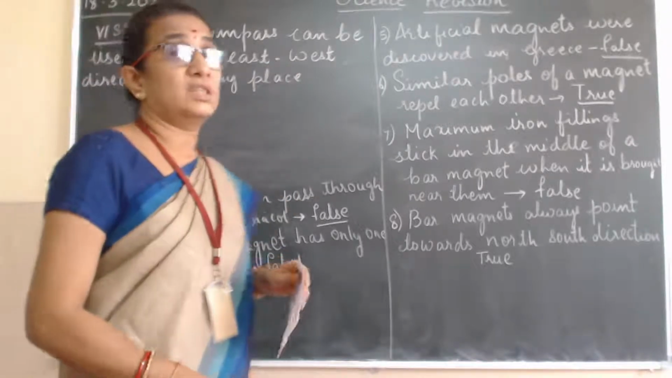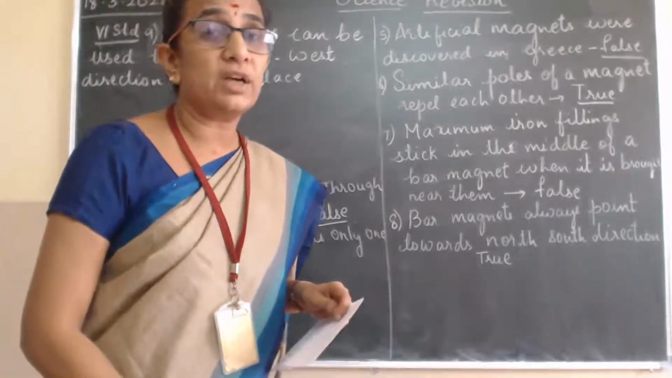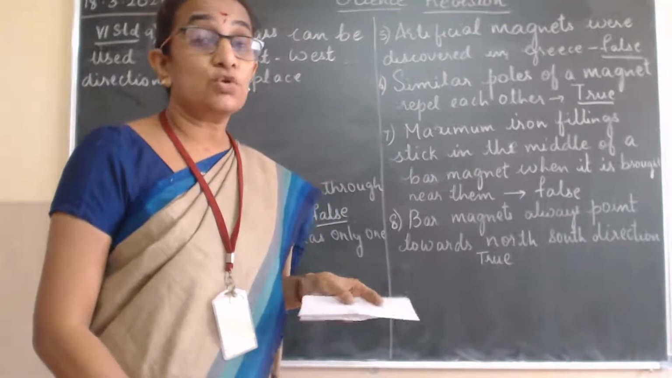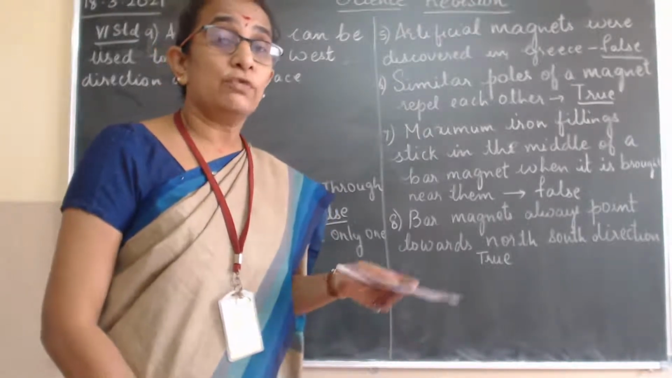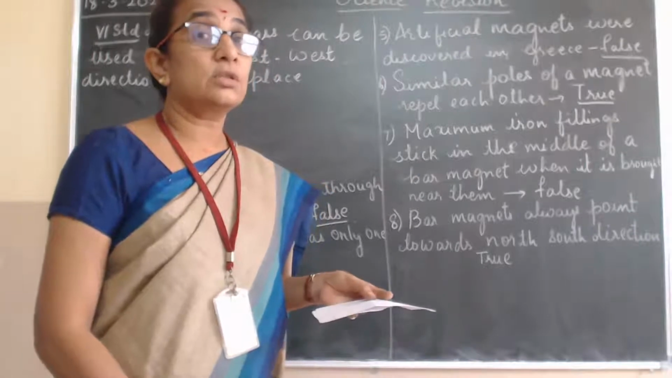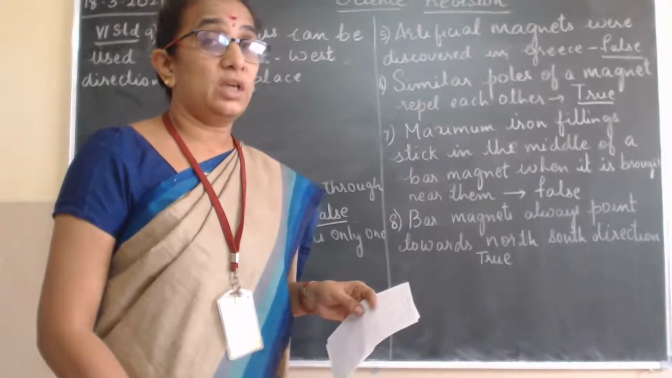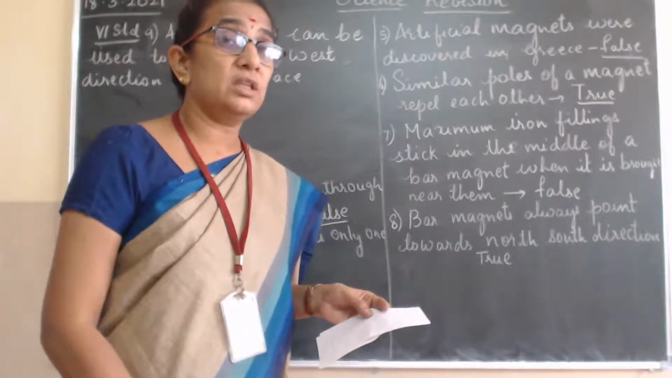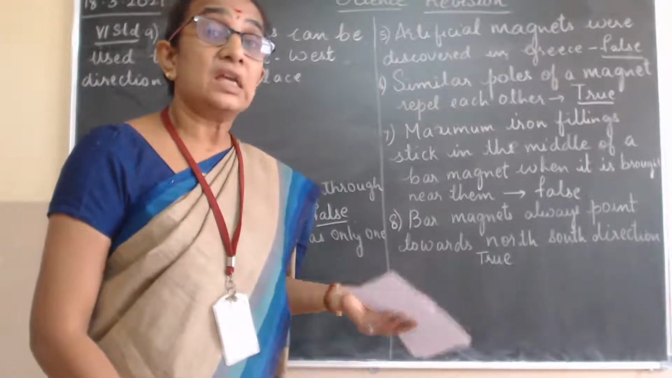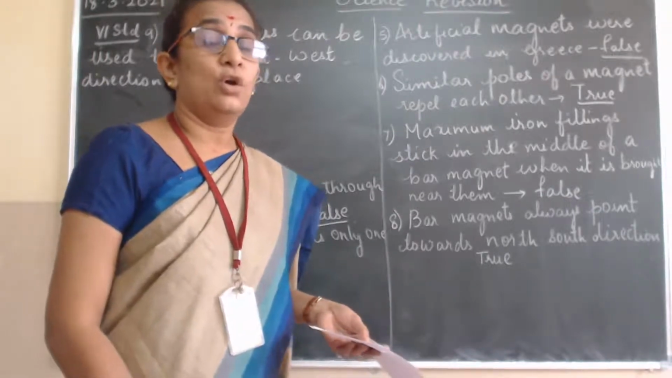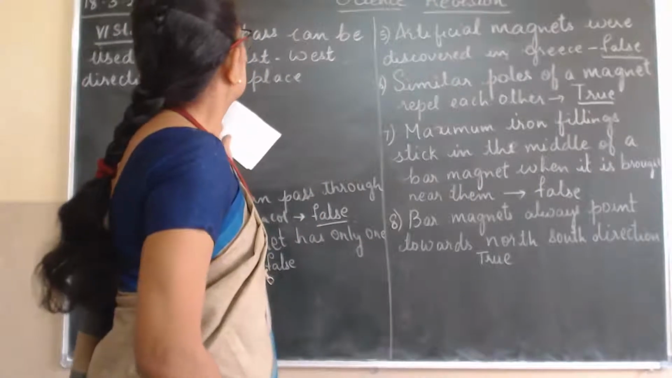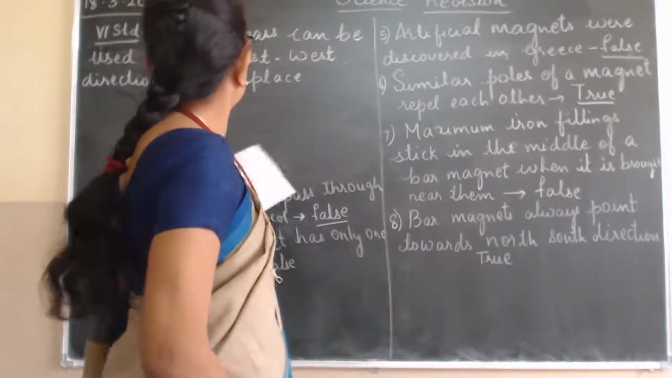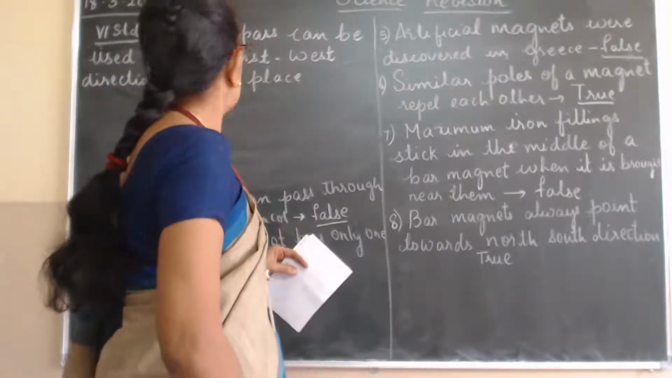So what is a compass? It is a device used to find the direction whenever it is used by the navigators or the pilots, because a magnet always shows north-south direction. Once it is showing north-south direction, then immediately we can understand even the east-west, the opposite directions. Okay, now this sentence says a compass can be used to find out east-west direction at any place.